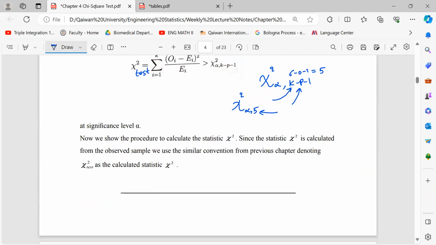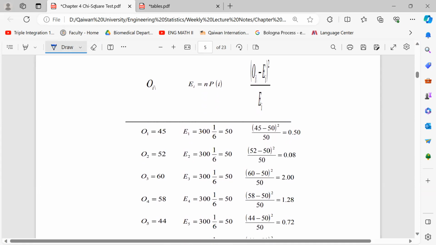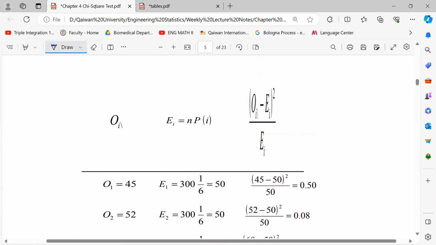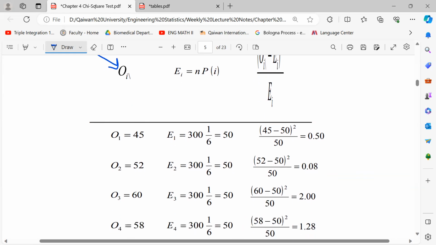Now let's solve this example, the one which is given. We need to make this table to solve it more easily and avoid mistakes. These are the observed frequencies which are given. This is O1, O2. Write them down in order as given in the example.